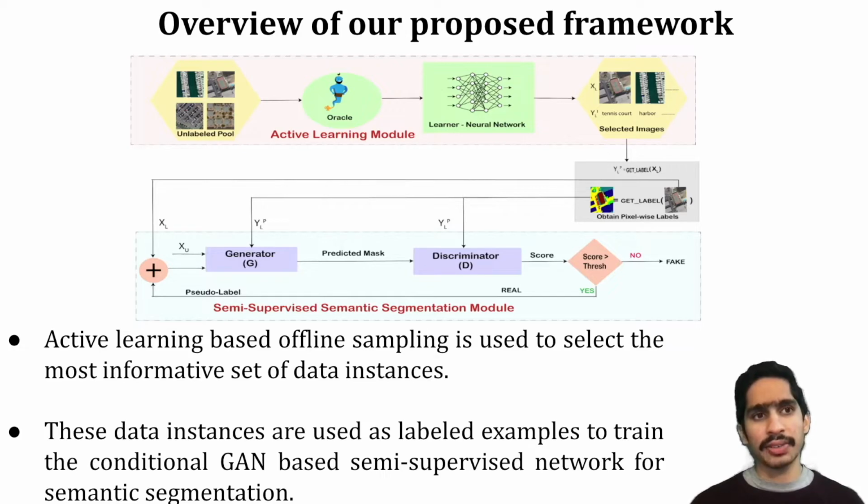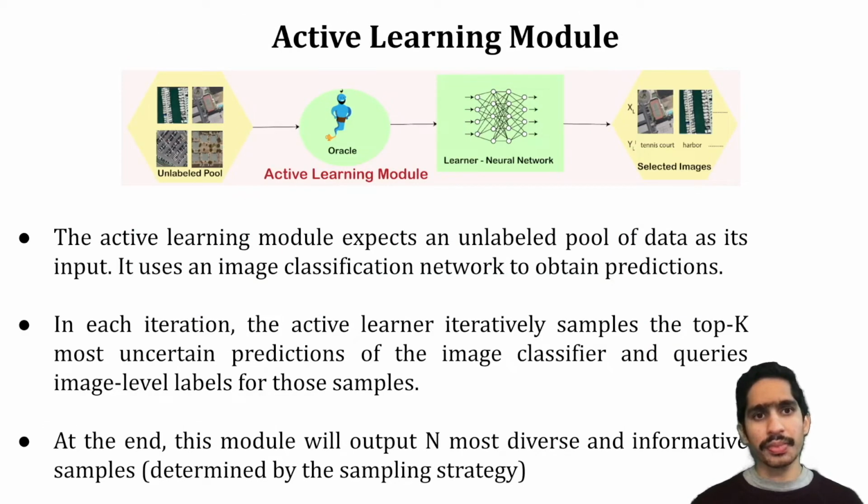Next, we'll talk about the active learning module in detail. The active learning module uses an image classification network to obtain predictions. In each iteration, the active learner iteratively samples the top k most uncertain predictions of the image classifier and queries image level labels for those samples. At the end, this method will sample the top n most difficult and diverse samples from the dataset.